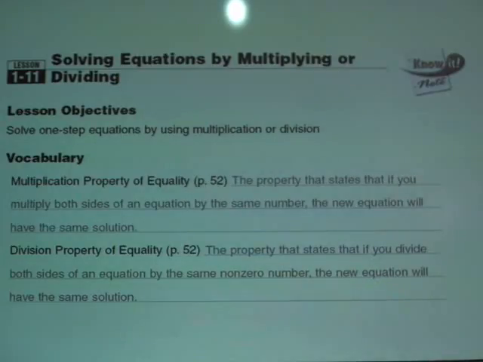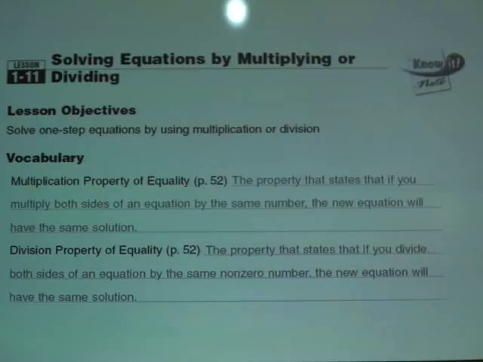This is a presentation of Chapter 1, Section 11 in the 7th grade textbook entitled Solving Equations by Multiplying or Dividing. We begin just as we did in 110 with the different properties that we will employ in solving here today. The multiplication property of equality says that if you multiply both sides of an equation by the same number, the new equation will have the same solution.